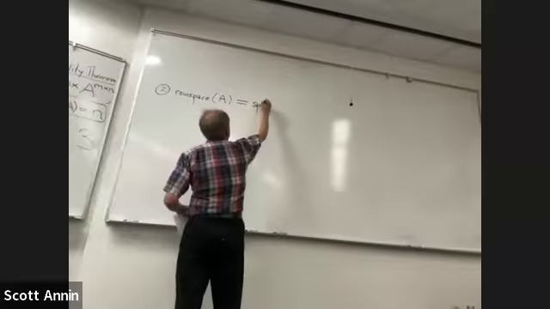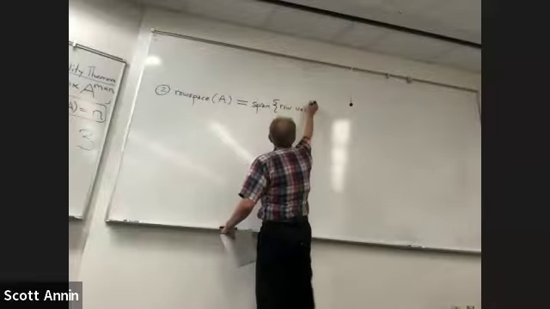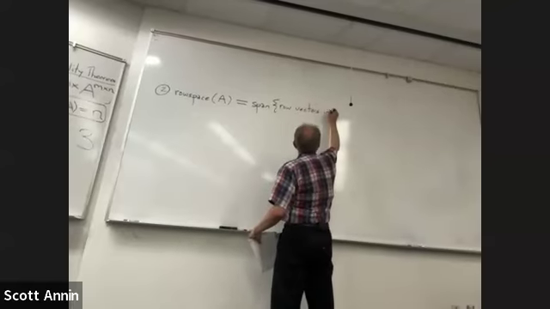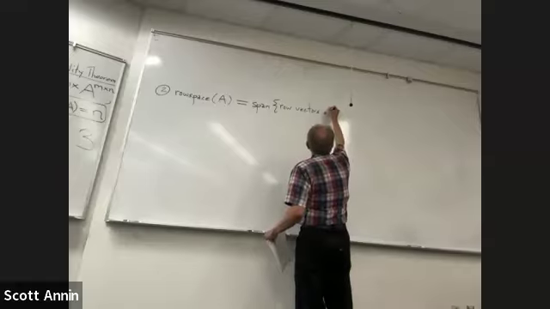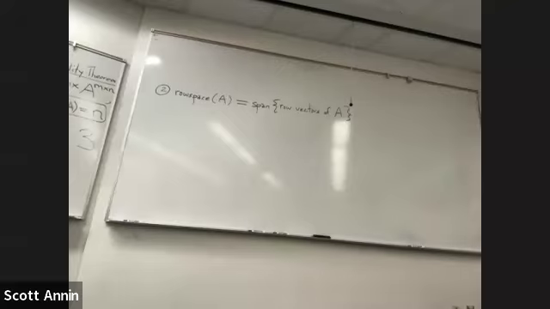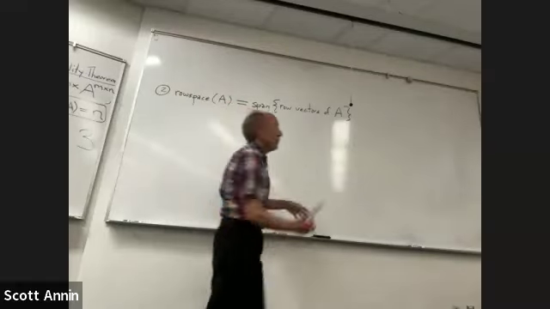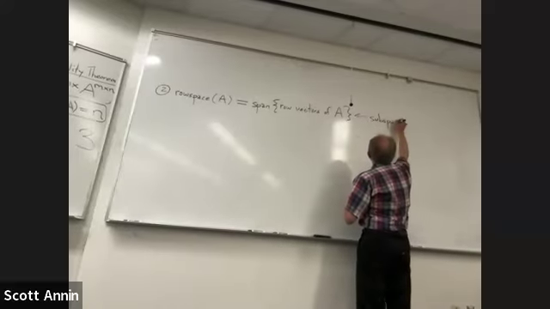It is going to be the span of the set of, and I'm going to put this in words here, the row vectors of A. I'm just going to think of it as the span of the rows of the matrix. Now, the first thing I'm going to write down is that this is a subspace.